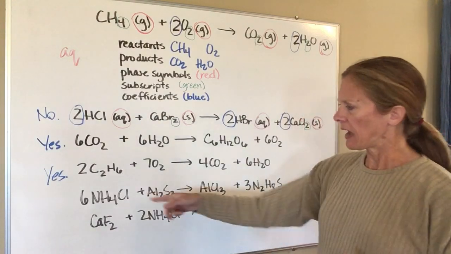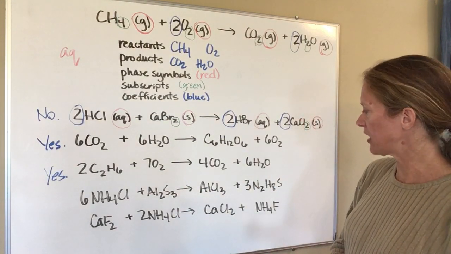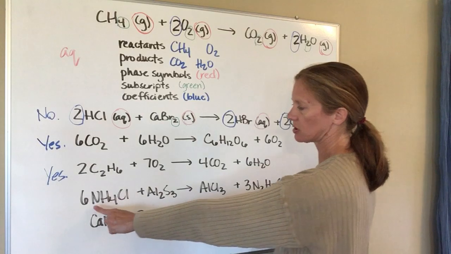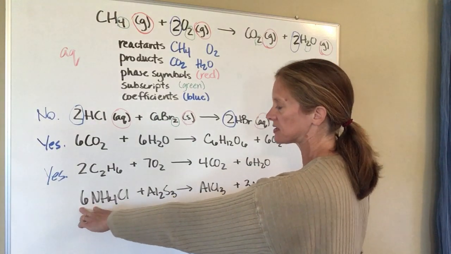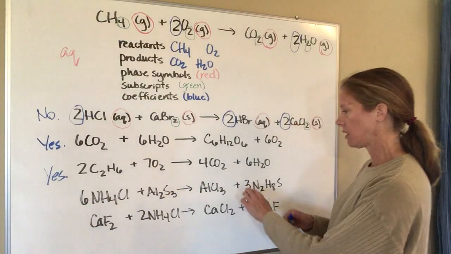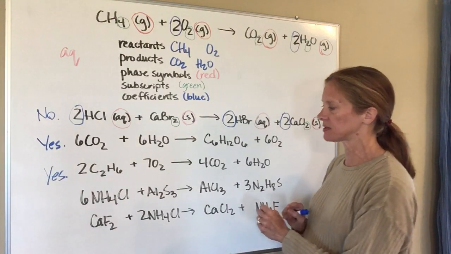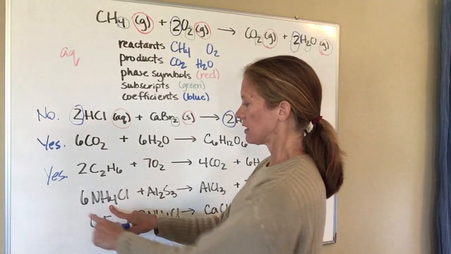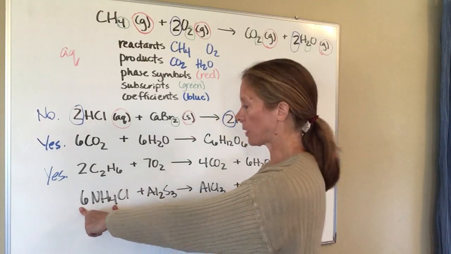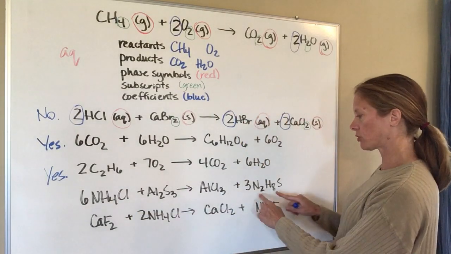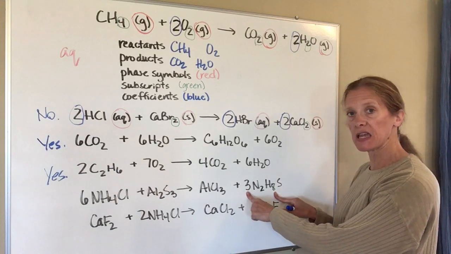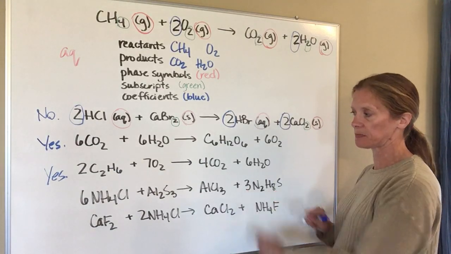Okay, how did you do on the next one? If I check the nitrogen, nitrogen comes first here, so I have 6 nitrogens on this side. I have 3 times 2 is 6 nitrogens on this side, so the nitrogens are balanced. How about the hydrogen? 6 times 4 makes 24. And if I look over here, here's my hydrogen. 3 times 8 also makes 24. So the hydrogen is balanced.